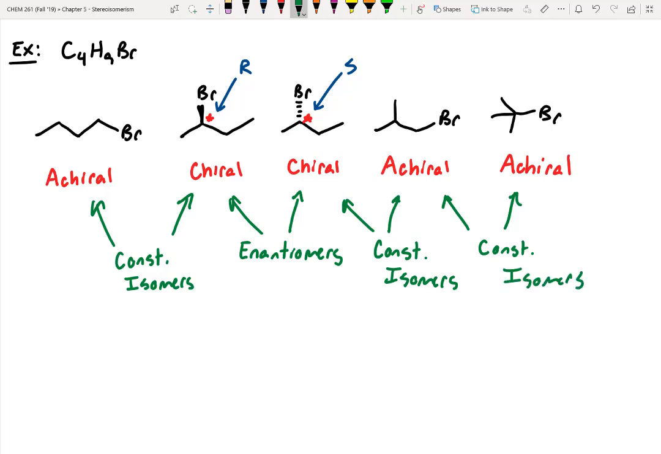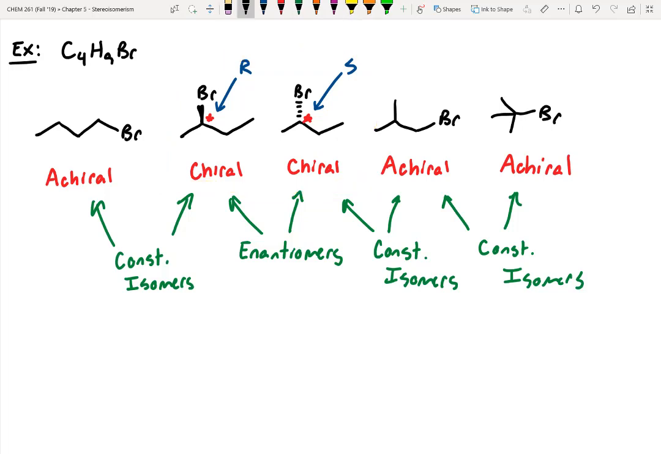Do we have any diastereomers in here? A pair of molecules that could be classified as diastereomers? We said diastereomers have the same connectivity, but they're not mirror images. Which of the compounds have the same connectivity? Yeah, the two chiral ones have the same connectivity, but they couldn't possibly be diastereomers because we know they are, in fact, mirror images. So we don't have a pair of diastereomers here. So it does get a little tricky.